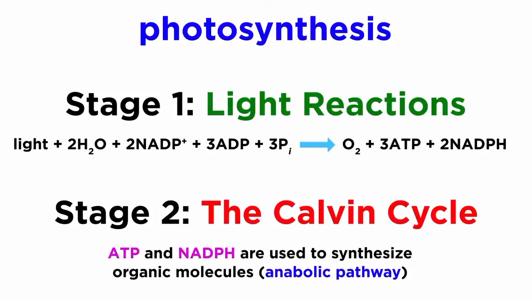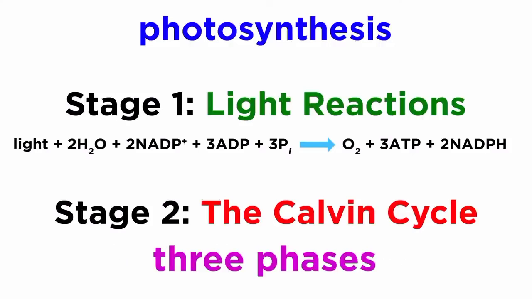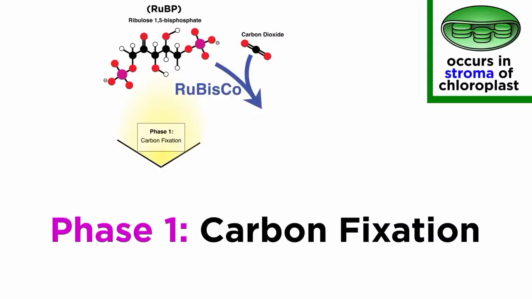ATP and NADPH are then used in the Calvin cycle, which occurs in the stroma. This is where all synthesis occurs. Unlike the citric acid cycle, which is catabolic, the Calvin cycle is anabolic, building all organic molecules from smaller components, requiring energy to do so. This happens in three phases.